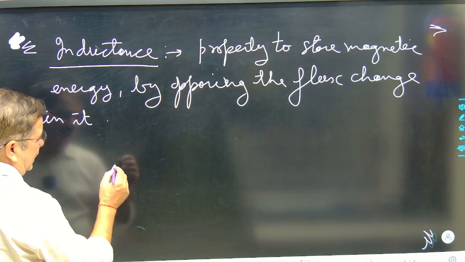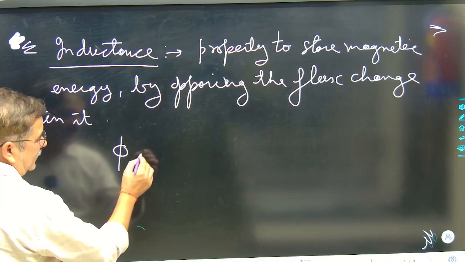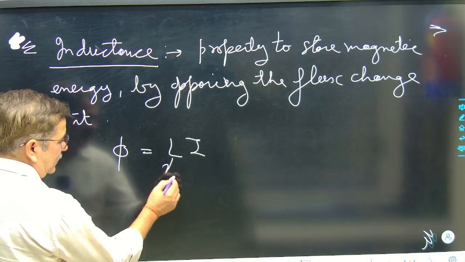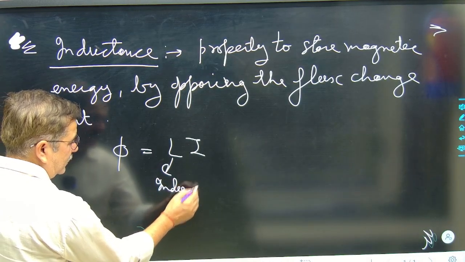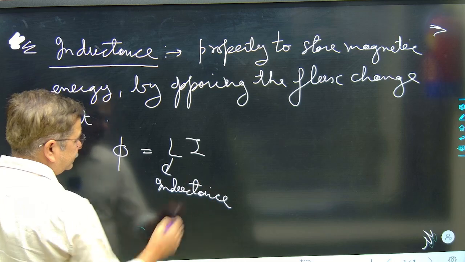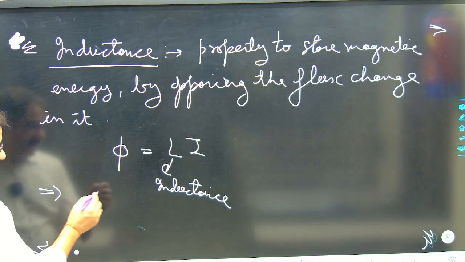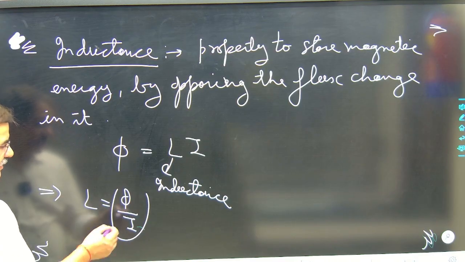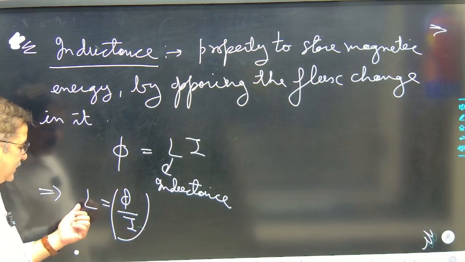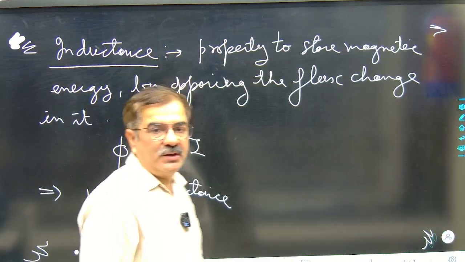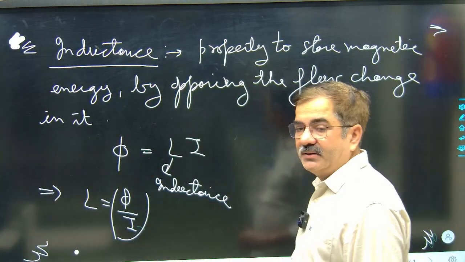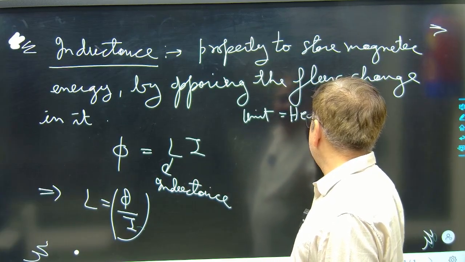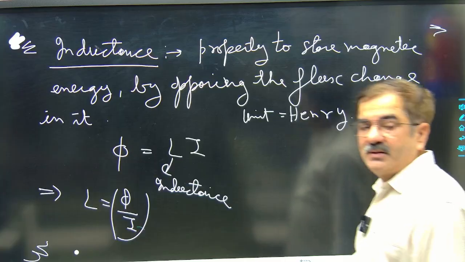If I relate the inductance with magnetic flux, phi is written as L into I, where this L is called inductance. Meaning inductance L is phi, the magnetic flux, upon current, the ratio. Flux upon current defines the property of inductance. That is one of the methods to define this. Unit of inductance is Henry. Henry is the standard unit of inductance that we have.